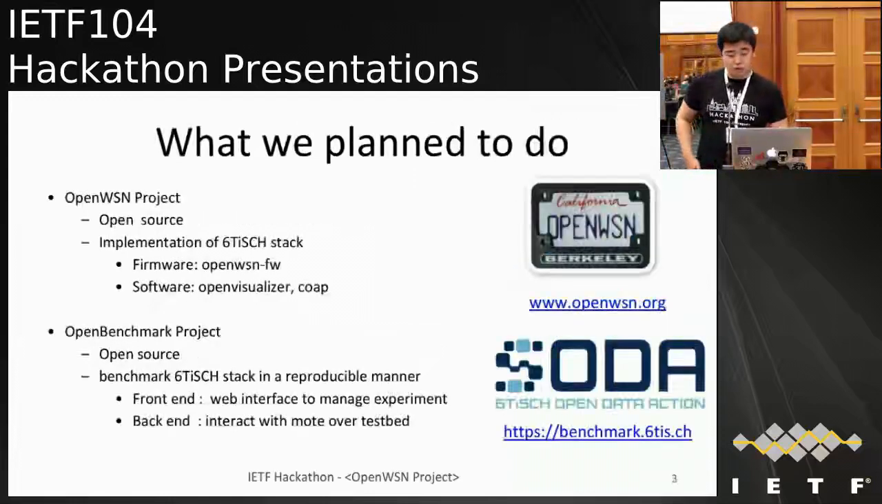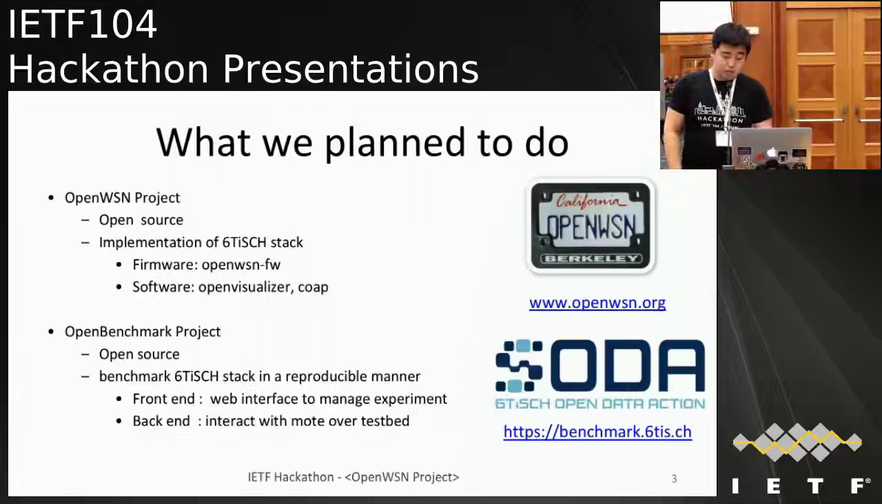So what do we plan to do? First, to implement the MSF draft, we are using the OpenWSN project. OpenWSN is an open source implementation of 6TiSCH, and it has already implemented the whole 6TiSCH stack. So we use this stack to replace the MAC layer with the latest MSF draft. And the benchmark project is open source as well.